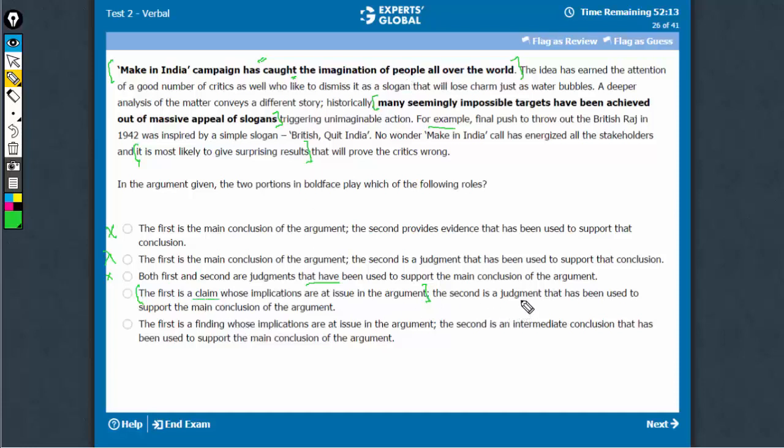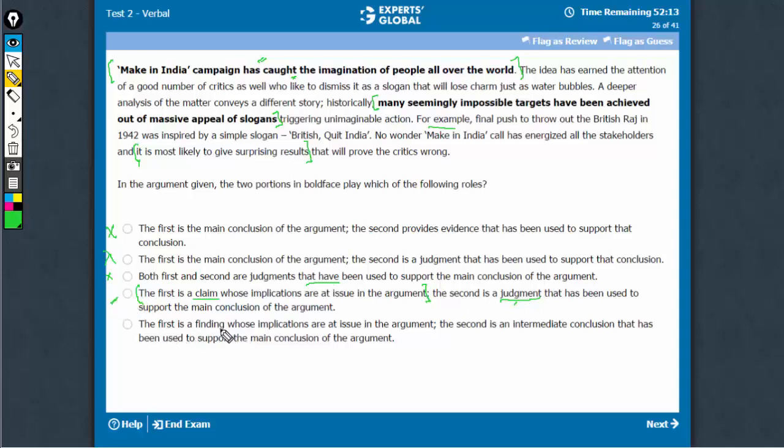The second is a judgment. Again, this is a judgment that impossible targets have been achieved out of slogans. It is someone's personal opinion or judgment. It is not an accepted fact worldwide. A few may disagree with this, you know. So second is a judgment. Judgment is a good word. These buzzwords are what help you a lot in eliminating the answer choices on the boldface questions. Very important to understand the difference. Judgment, claim, these can be called the judgment and claim. But if this had been called an evidence, then this would not be a good answer choice. So D is a very good answer choice, should stay.